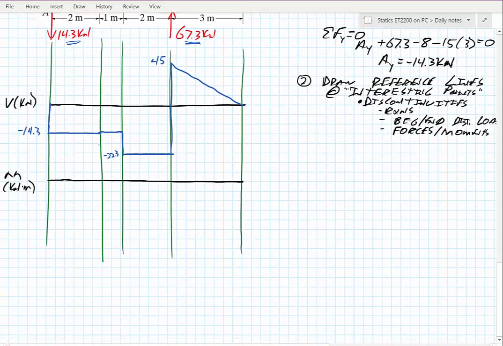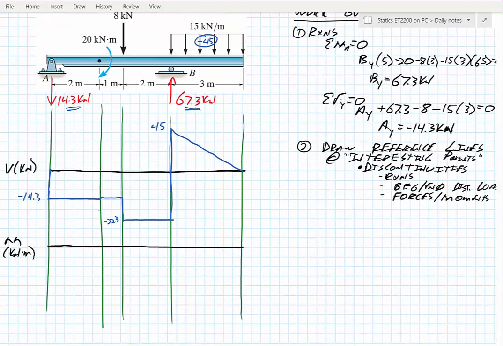Now for my moment diagram, I have a bunch of areas I can look at. I like to start by asking, what's my area underneath these different shapes in my shear diagram? Well, I have the first little rectangle, right here. The area of that rectangle is minus 14.3 times 2, which is negative 28.6.